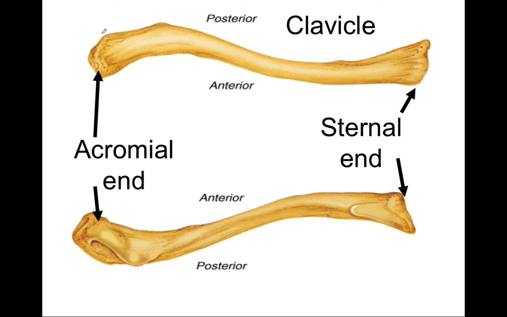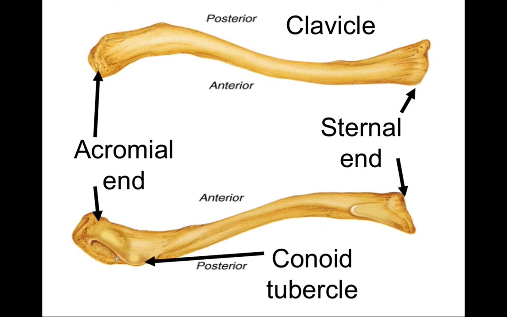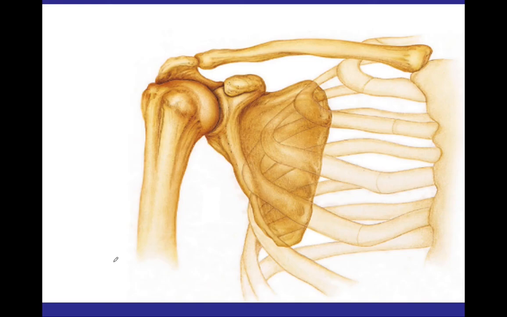So this end that's a little bit more rounded is referred to as the acromial end of the clavicle, and this end that's a little bit more pointed is the sternal end. Now on the underside of the clavicle, we have one projection over here known as the conoid tubercle, and that will be the one major structure that you need to be aware of for the clavicle. So that pretty much sums up the shoulder girdle. We have our clavicle here. This is our sternal end and our acromial end.